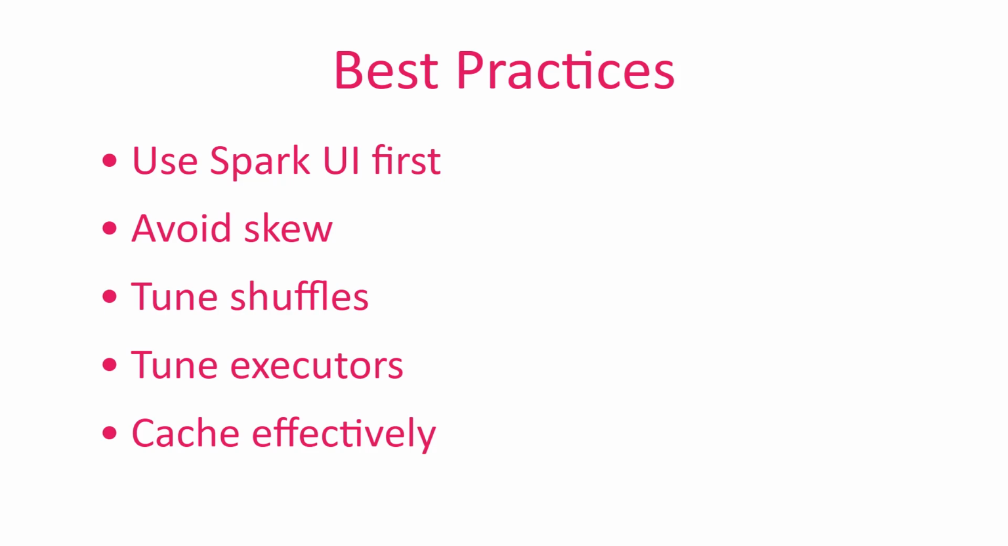Monitor garbage collection. Long GC equals memory mismanagement. Tune executors. Evaluate the number of executors, executor cores, and executor memory. Use caching carefully. Cache only reused data. So these are some of the best practices for evaluating a Spark application.